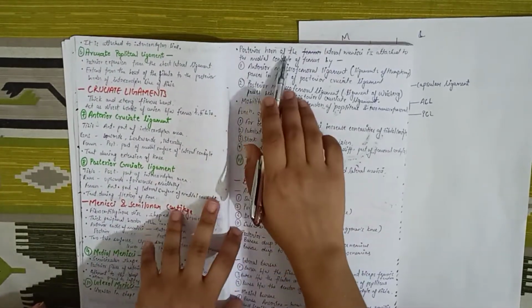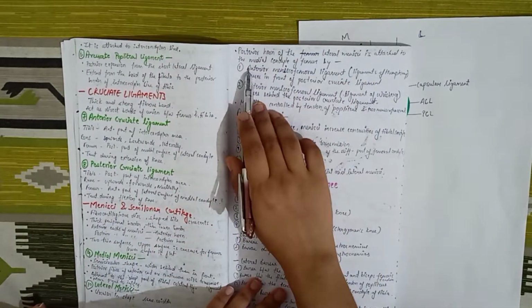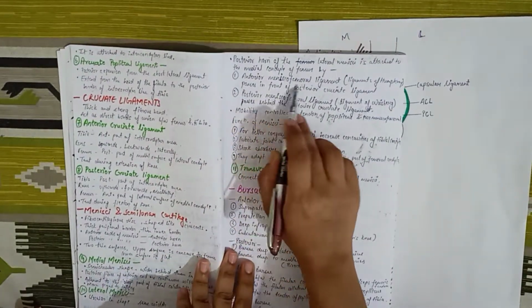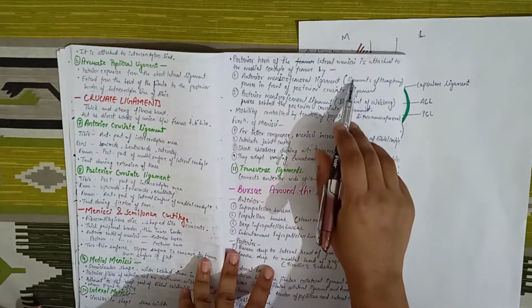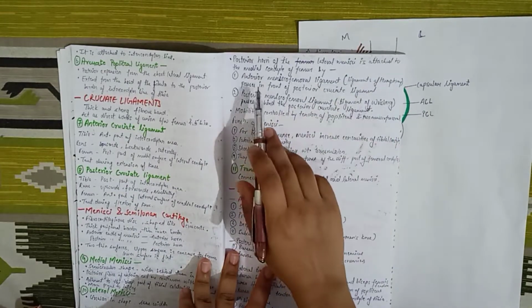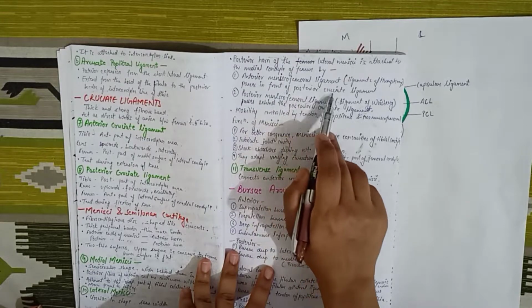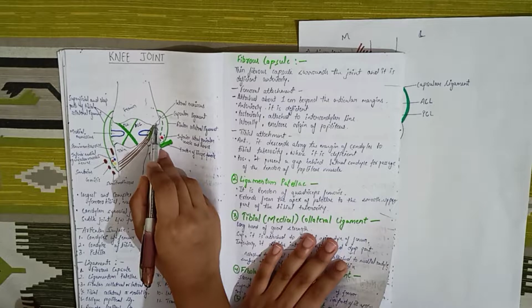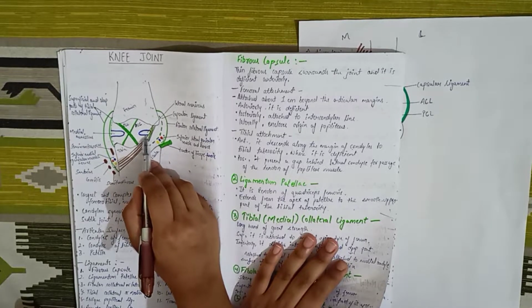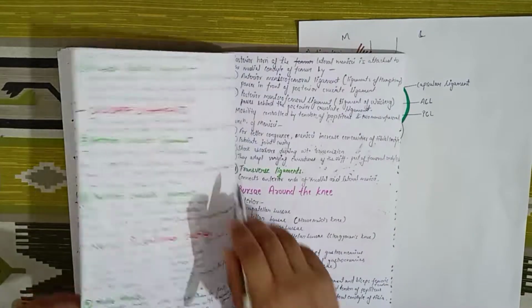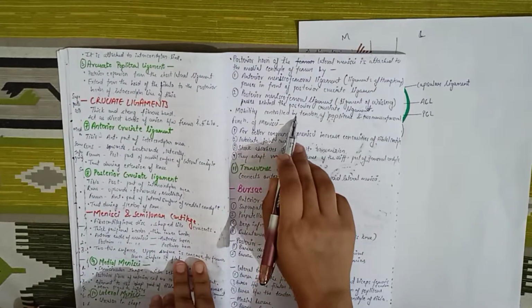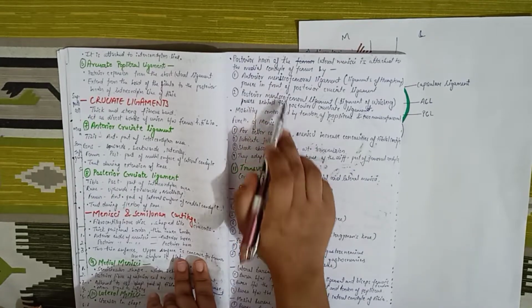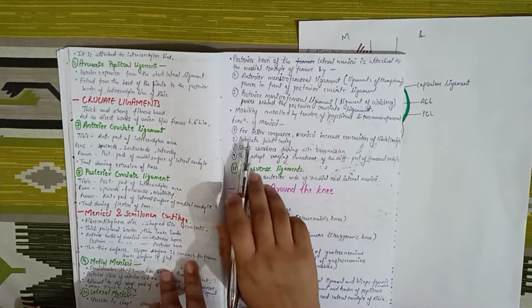Now the posterior horn of the lateral menisci is attached to the medial condyle of the femur by the anterior meniscofemoral ligament, also known as the ligament of Humphrey, which passes in front of the posterior cruciate ligament. Here is the medial epicondyle of the femur. This is our lateral menisci. Mobility is controlled by the tendon of popliteus and two meniscofemorals. These two meniscofemorals.